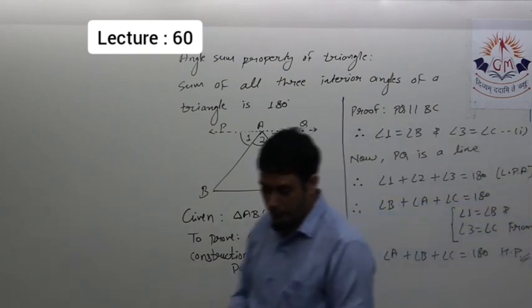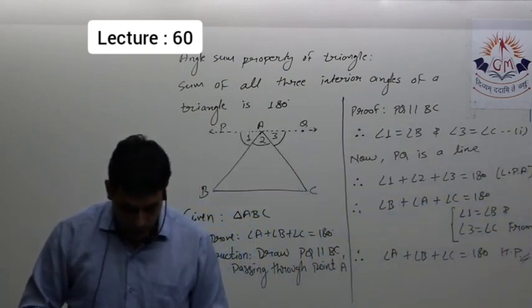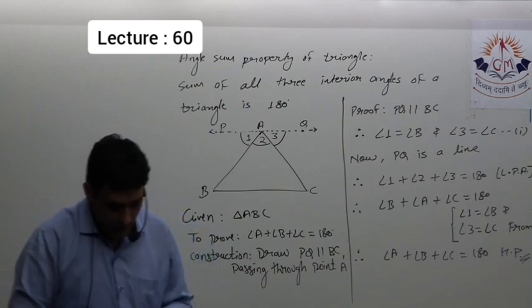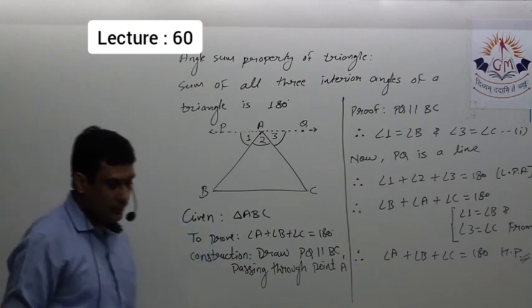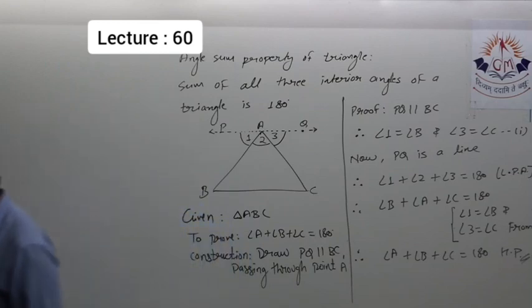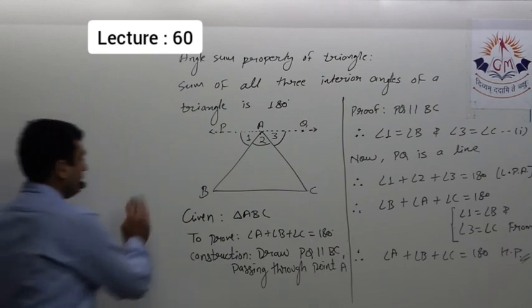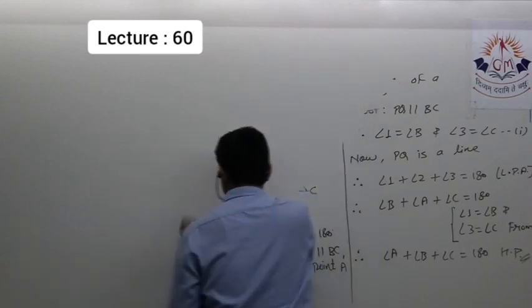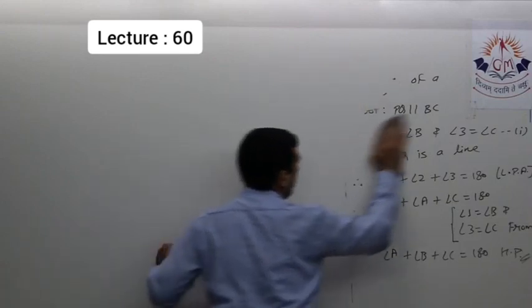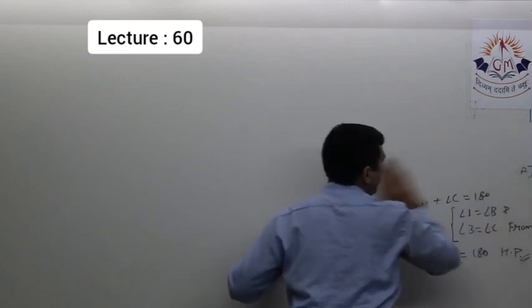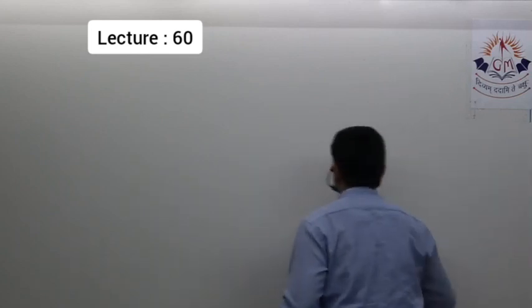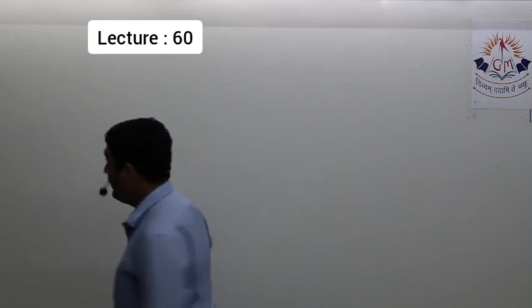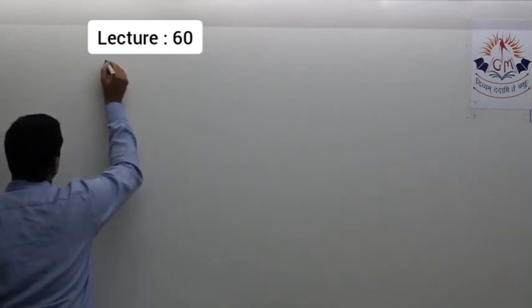Okay, now next, after the angle sum property of triangle, we'll see the exterior angle property of the triangle. But before that, let us see what an exterior angle is. First of all we'll see what is an exterior angle, then we'll come to the property of exterior angle and questions related to these two properties. So next is exterior angle.